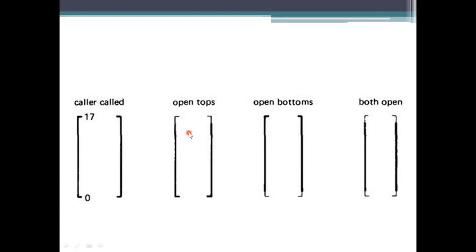They use both the top, 17, and the bottom, 0. If it is specified as open, then it does not use that value. If it is specified as closed, it uses the value. So the four cases here are the open top and closed bottom, then the closed top and open bottom here.